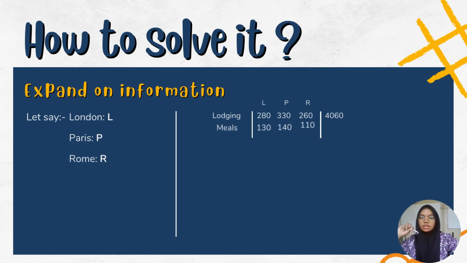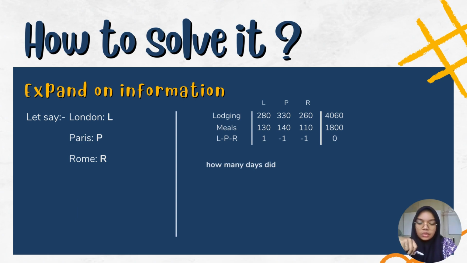Next, we record the information for meals for each city: 150 for London, 140 for Paris, and 110 for Rome. And for the total, we get 1,800. And next, we take L minus P minus R, which is London minus Paris minus Rome. For each of them, we get 1 for London, -1 for Paris, and -1 for Rome.